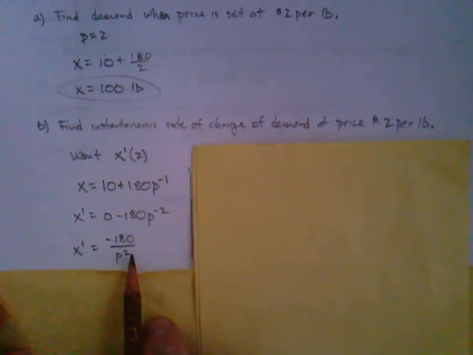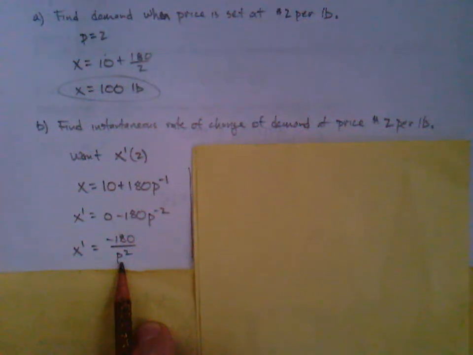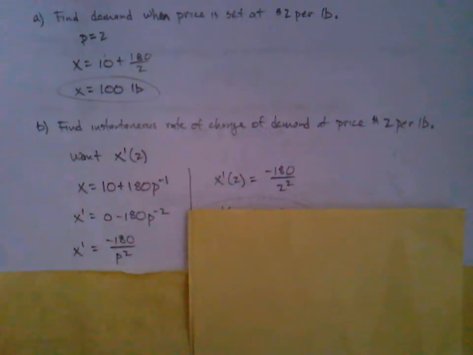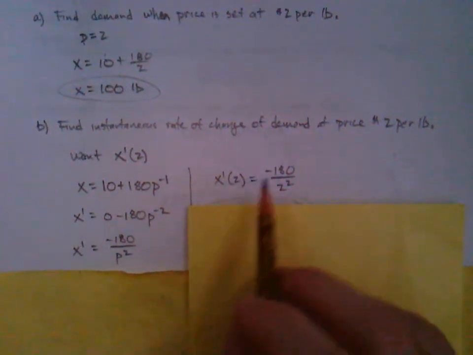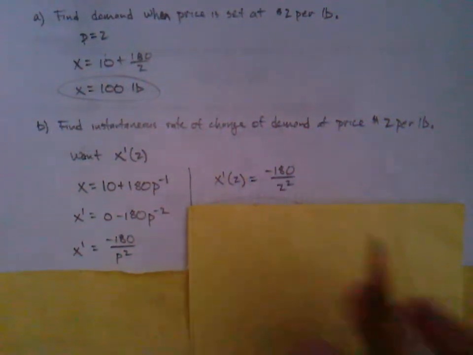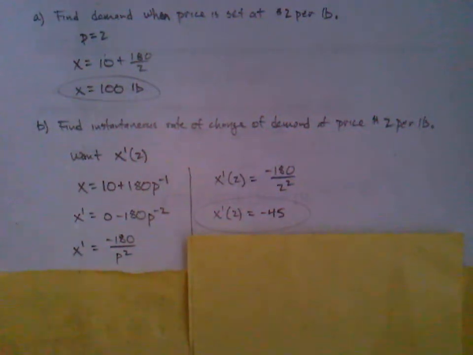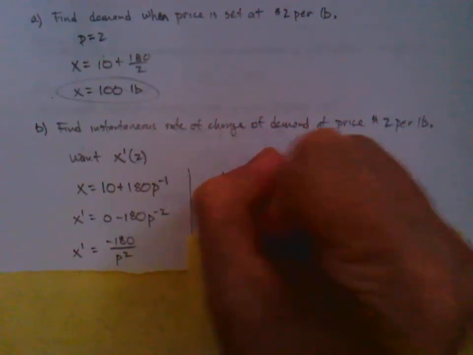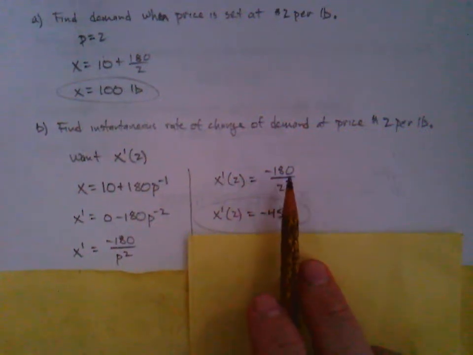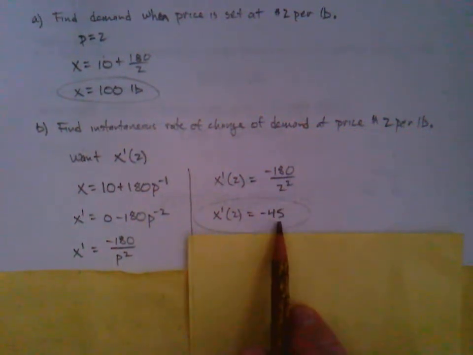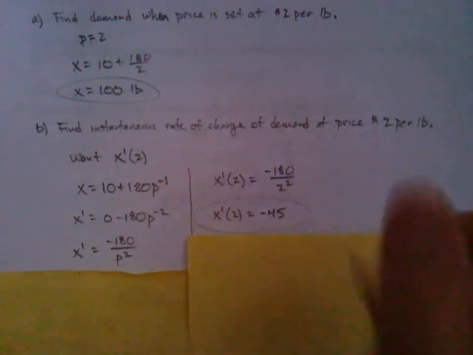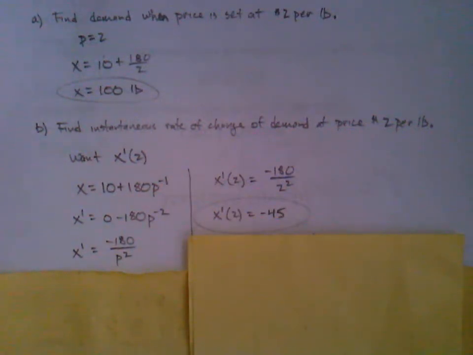Okay, personally, I prefer writing it this way when I need to plug in a number. It's just easier for me to think about it like that. All right, so now we're going to do x prime 2. So let's plug 2 in. So x prime 2 is negative 180 over 2 squared. And we can calculate that pretty fast. x prime 2 is, well, that would be negative 180 over 4. Ends up being negative 45. Okay, so we've answered the question, negative 45.